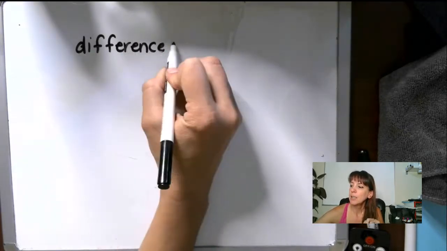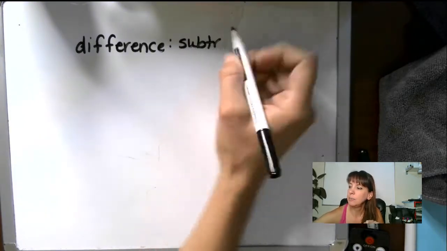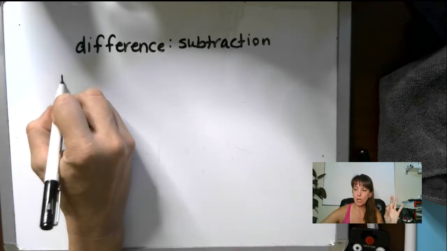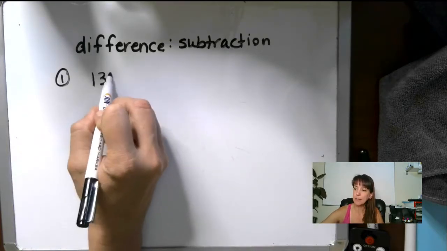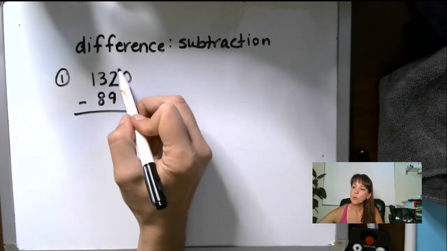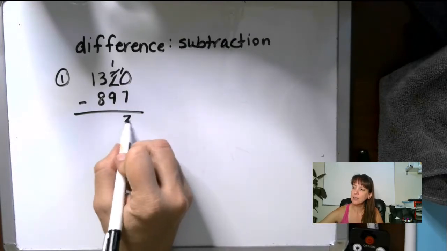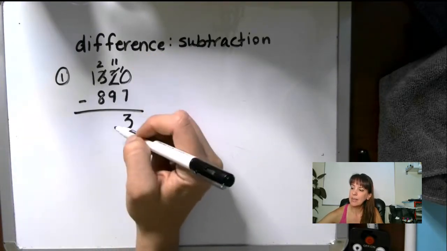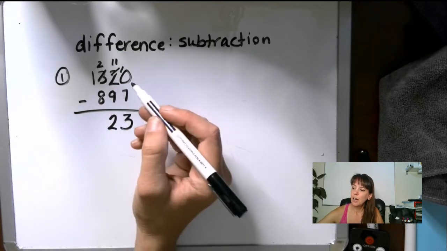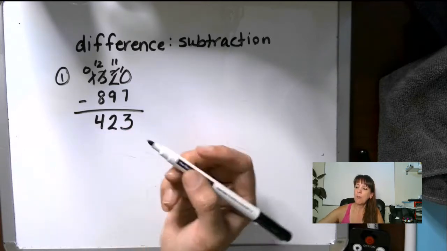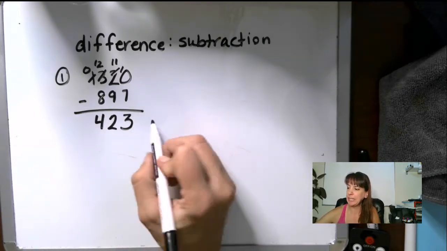Difference means subtraction. So what they're asking us to do is find the difference between the day and the night workers, right? We know there's more day workers, so we're going to put those down, 1,320 minus 897, because we're finding the difference. We're going to borrow from here and make that a 10. This is a 3, we're going to make that a 2. Make this an 11. 11 minus 9, we get 2. We've got to borrow again, make that a 0, make that a 12. 12 minus 8 is 4. 423 employees.